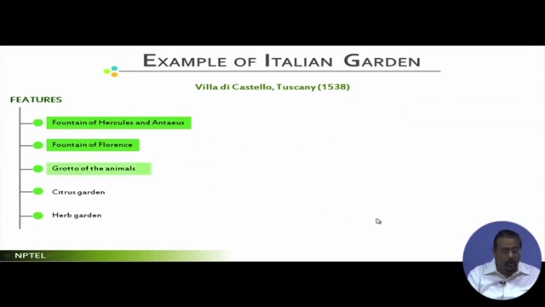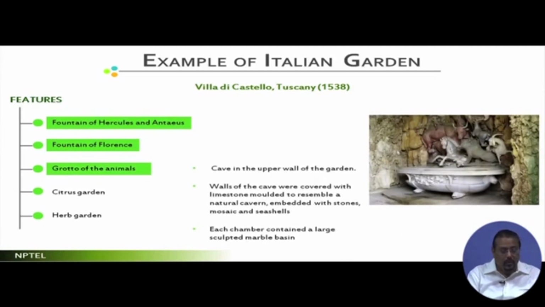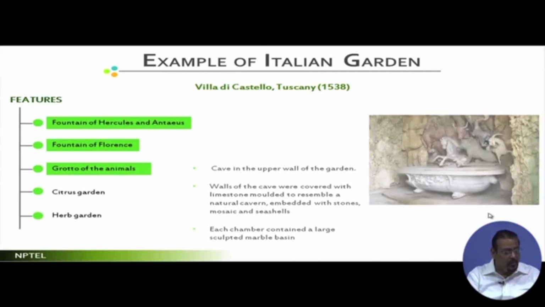Then comes the grotto of the animals. This is the grotto, the cave that has been created, in which they had placed the animals, and here this particular basin has the water which spouts through. Now there are many such grottos over here, in which there are different kinds of animals that they have created under the basin that has been created over here.